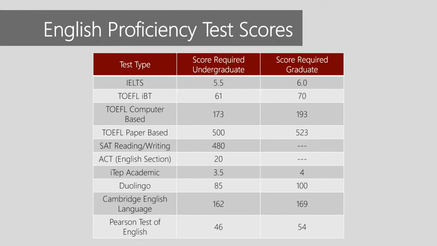So these are the English proficiency test scores that we accept. If you look on the screen, the undergraduate scores are a little bit less than the graduate test scores, but you can look here to see which test scores we do accept. If you have a Duolingo score or a TOEFL score, these do need to be submitted officially through the testing center. If you have an IELTS, Pearson's, or Cambridge, you can submit those through your application.